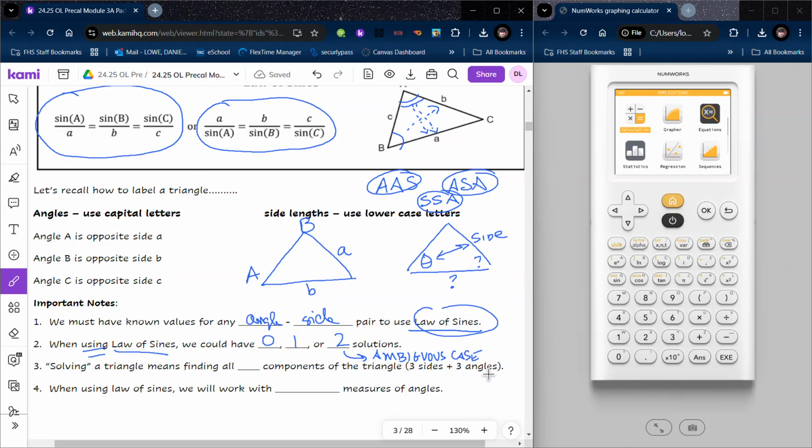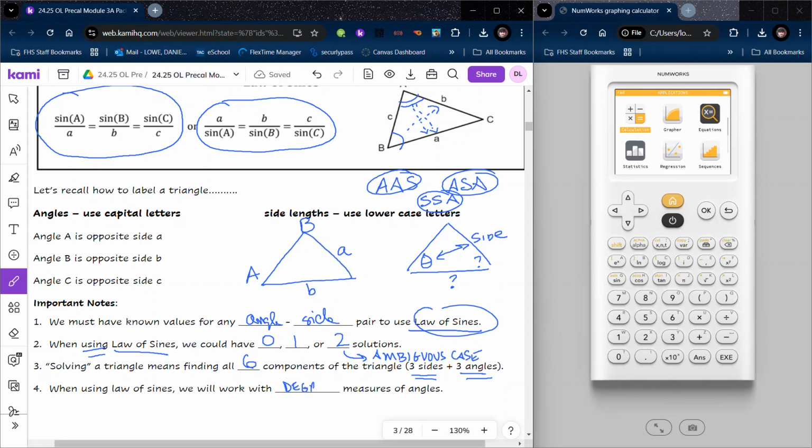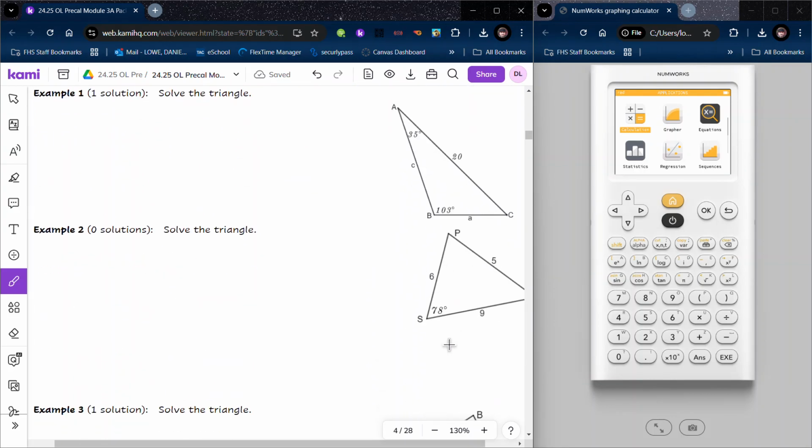Okay, and if you're solving a triangle, that means finding all 6 components. You've got 3 sides and 3 angles. When using the law of sines, we're going to be working with the degree measure of angles, so it's important that we work in degrees. In fact, if we look at our calculator, right at the top it tells us that we're in radian mode. We're going to end up having to change that to degrees.